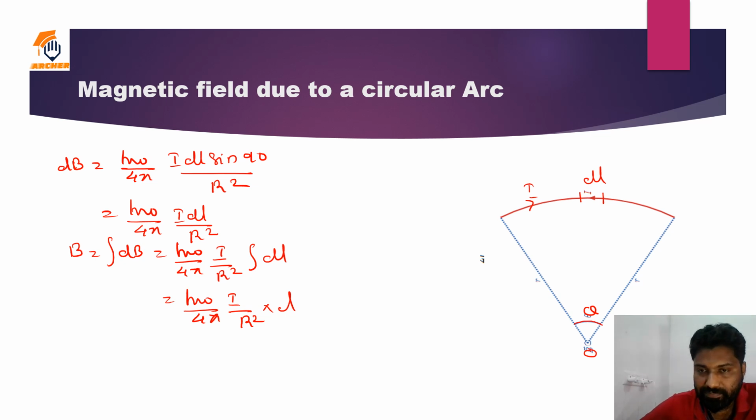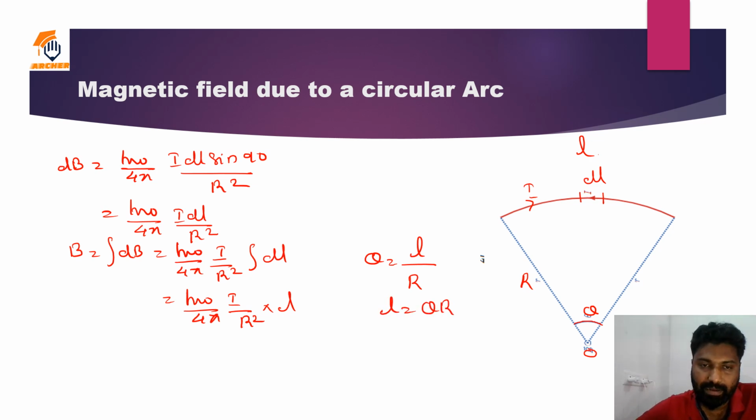See, from this figure, what is the angle theta? Theta is equal to arc by radius. Arc is the total length, that is L, divided by radius r. If it is having radius r, and total length is L, then theta is equal to L by r, or L is equal to theta into r.